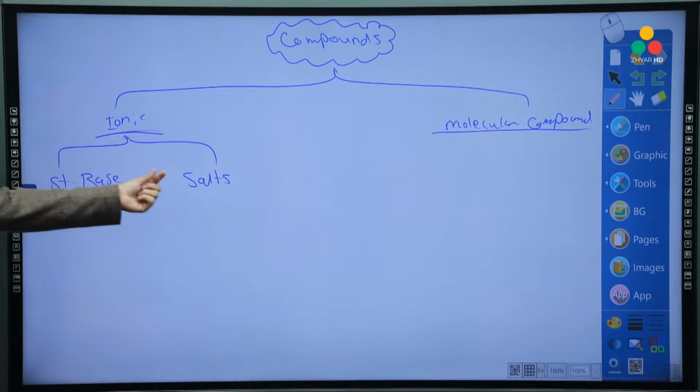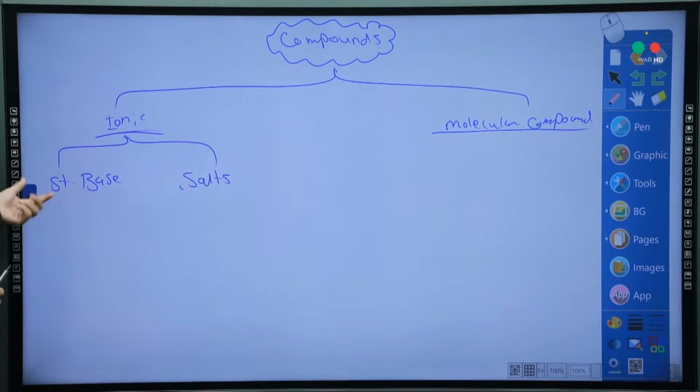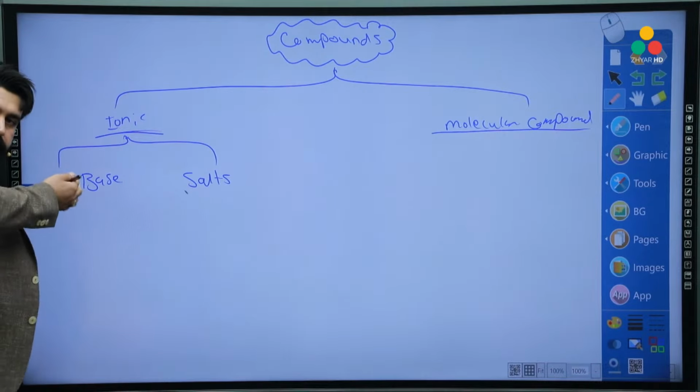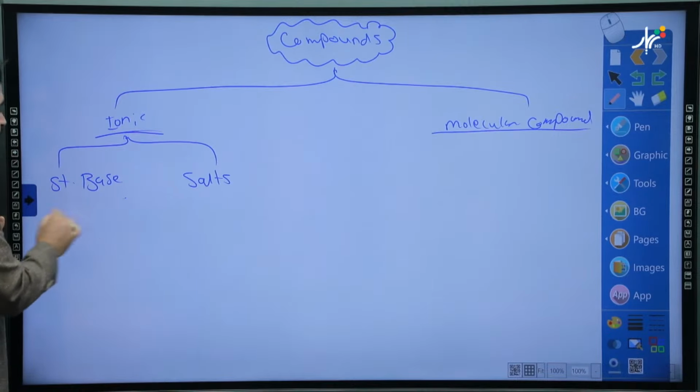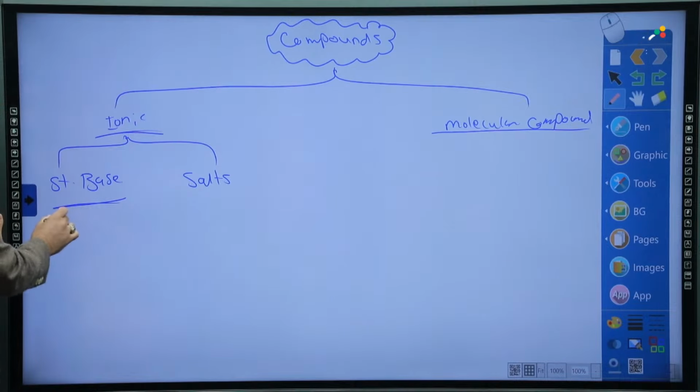Ionic compounds become strong bases and salts. Here I want to mention some examples of strong bases, such as group 1 and group 2, not all of group 2 but some of them, plus OH. Such as NaOH. NaOH is a strong base called sodium hydroxide.